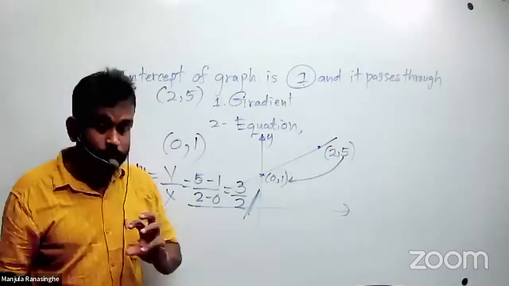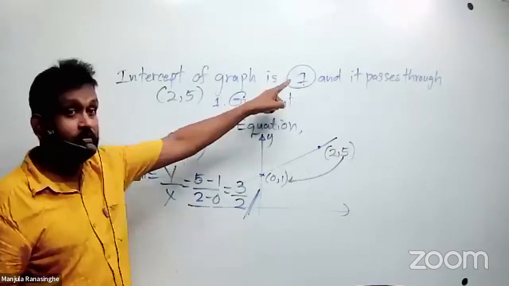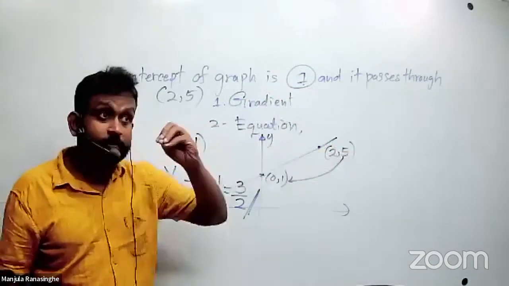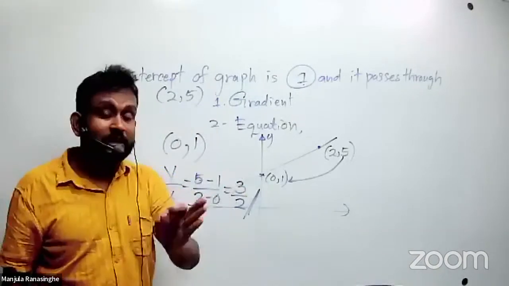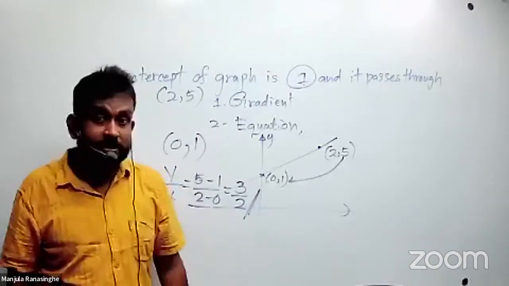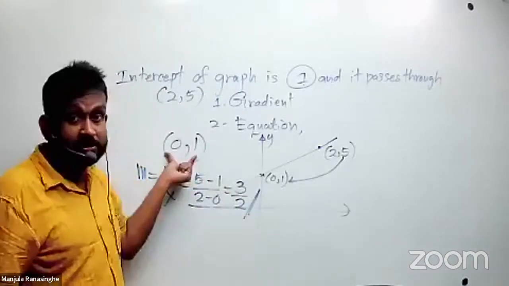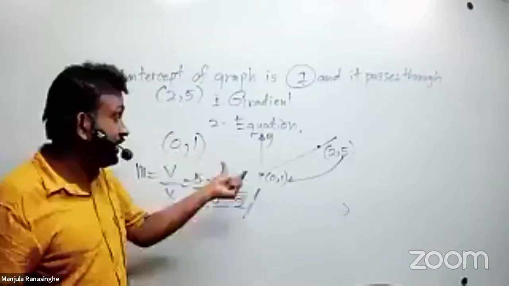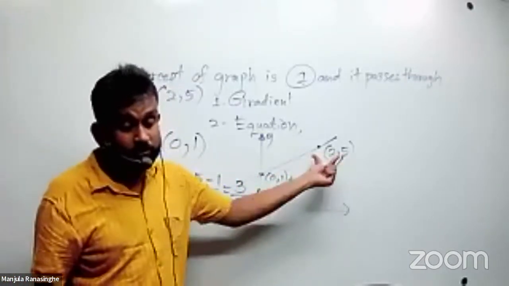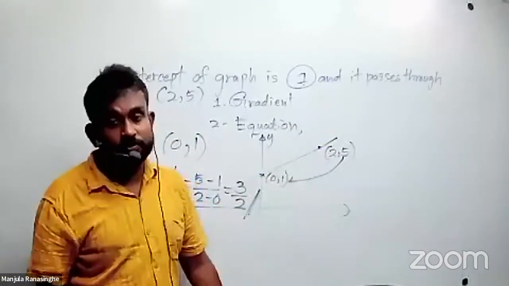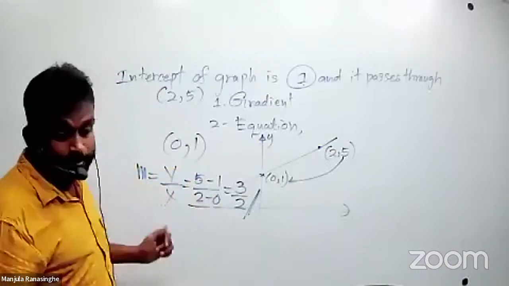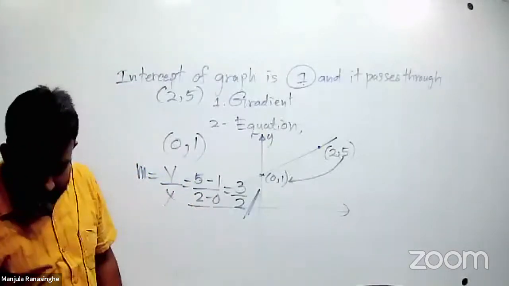If the intercept is given as a value, how do we find the gradient? Intercept is known means a coordinate is known. How? The intercept is the y coordinate and the x coordinate is 0. That's how we converted it to a coordinate, and also we have another coordinate. With these two, we can find the gradient. You can note it down.